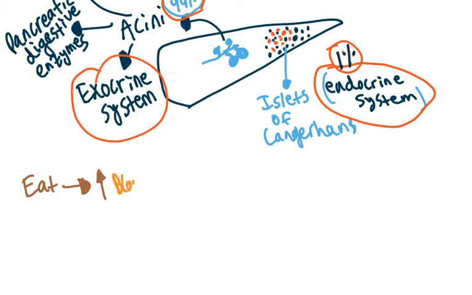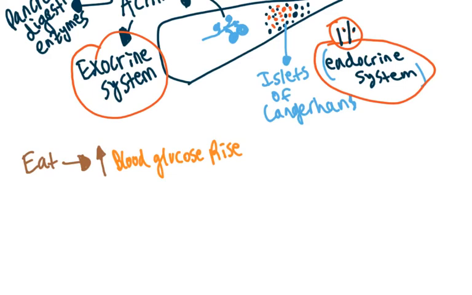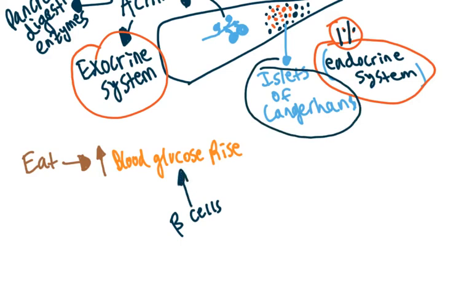Our blood glucose, along with amino acid levels and fatty acid levels, but if we just focus on blood glucose for now, we know that after we eat, especially a carbohydrate-rich meal, our blood glucose levels rise, also indicated with this arrow. And then your beta cells, one of your islet of Langerhans cells, detect the high blood glucose.